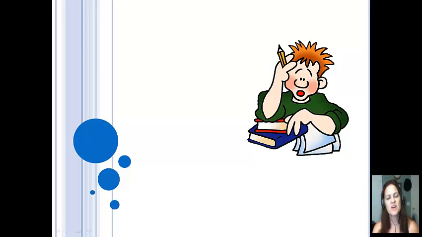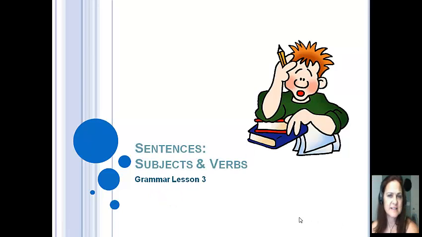Hi folks, we're on our third lesson for grammar. This is still in our first unit, which is on the sentence, and this week we are focusing particularly on subject and verb positions within the sentence, compound subjects, and compound verbs.